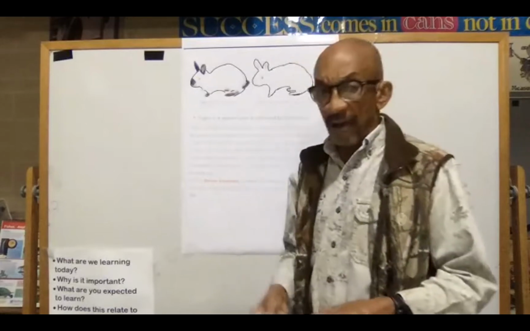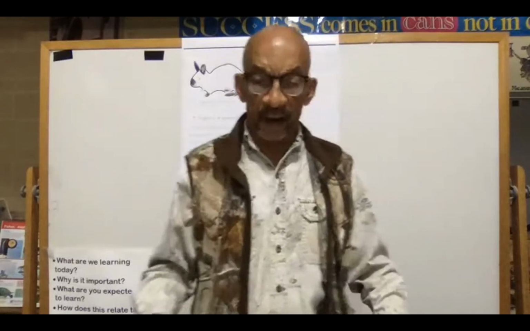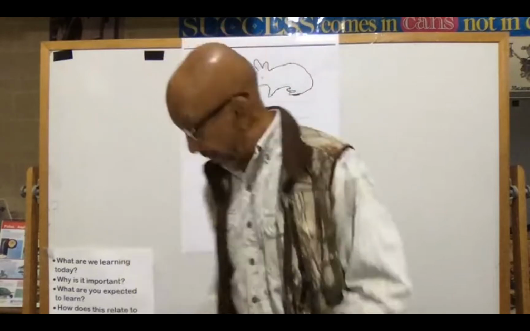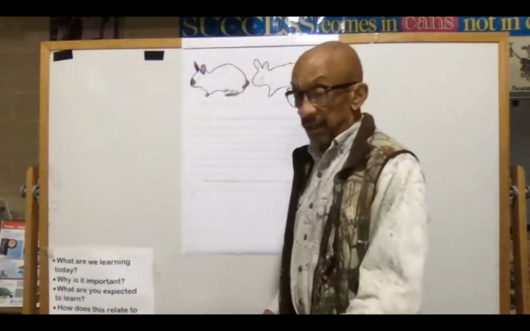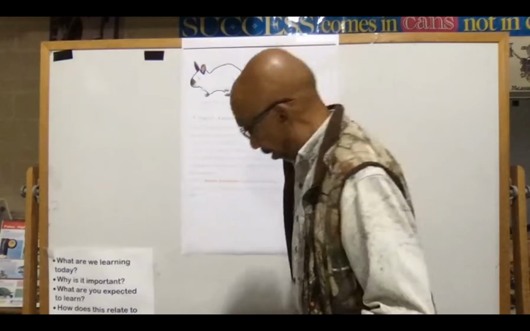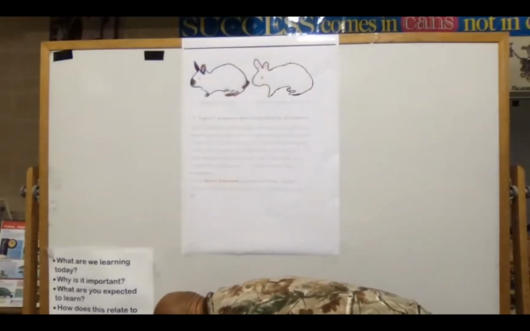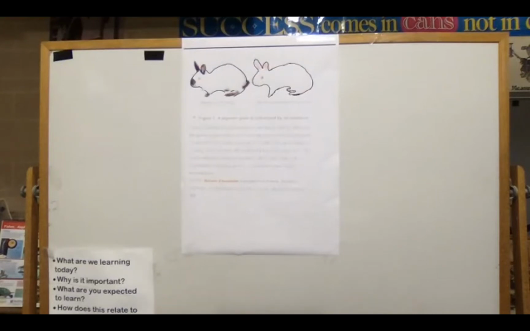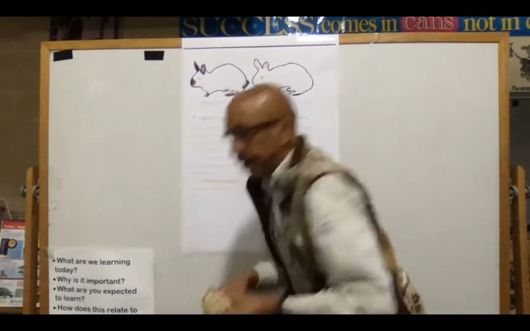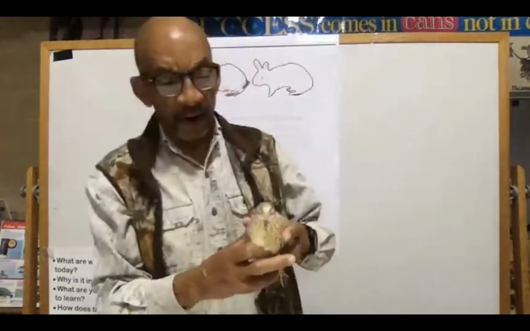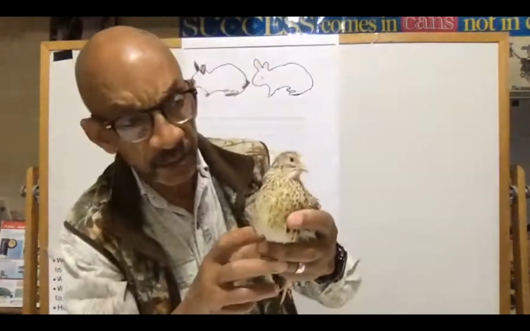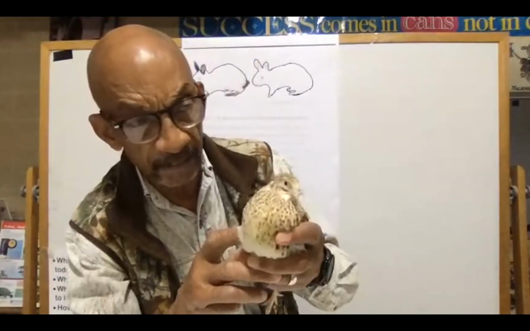I also have a live animal that I want to share with you guys today. Her name is Bessie, and Bessie is a Coturnix quail. Let's see if I can catch her and get her out. Come here, Bessie.